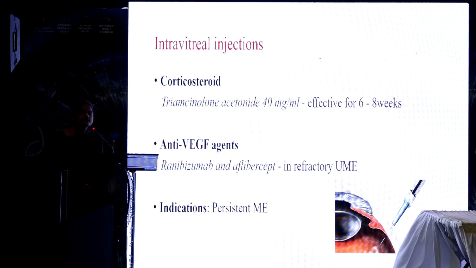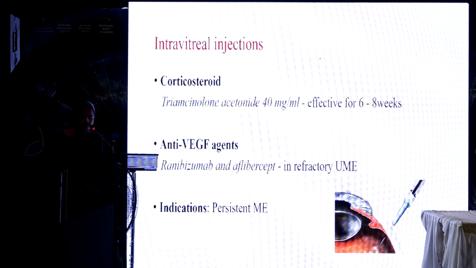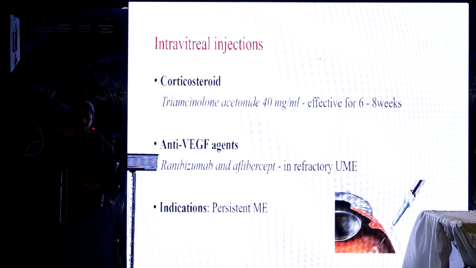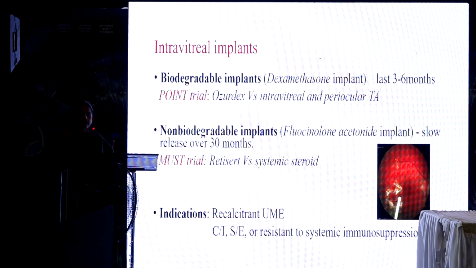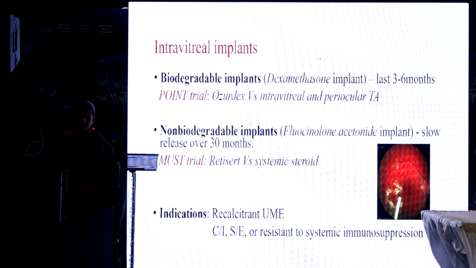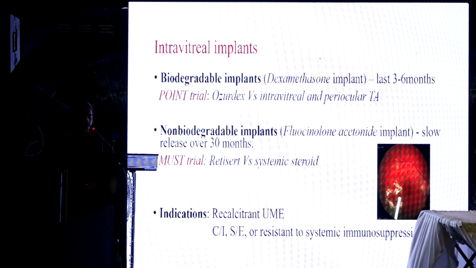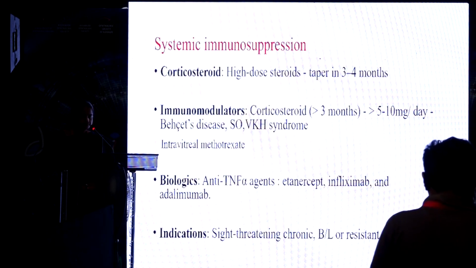Even after multiple injections of peribulbar steroid, if the CME is persisting, next choice is intravitreal corticosteroid, especially in case of severe inflammation. Recent trials have shown better response to anti-VEGF agents in refractory uveitic macular edema. In recalcitrant macular edema, or if there is any contraindication or complication with systemic immunosuppression, the mode of treatment includes intravitreal implants. These are some of the trials showing better response to implants than intravitreal or systemic corticosteroids.